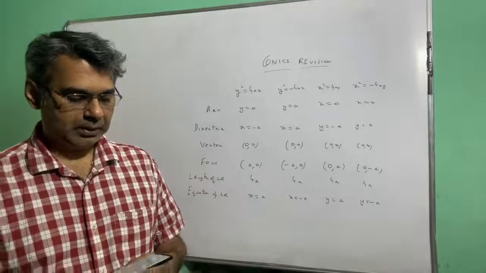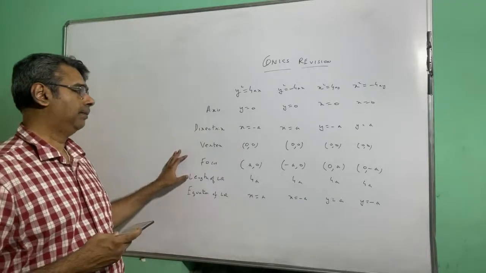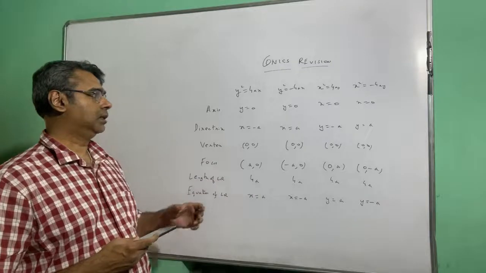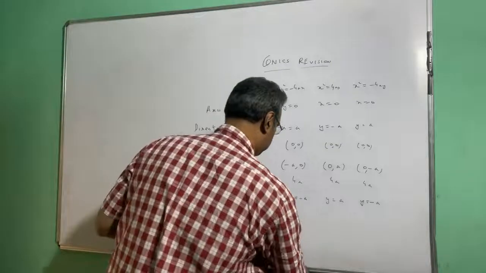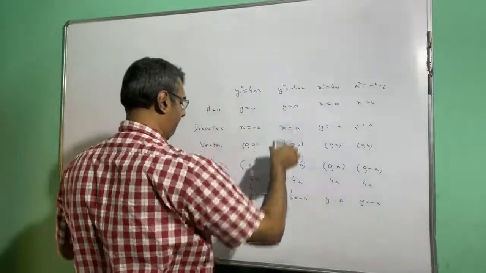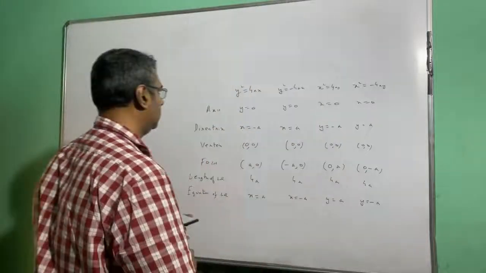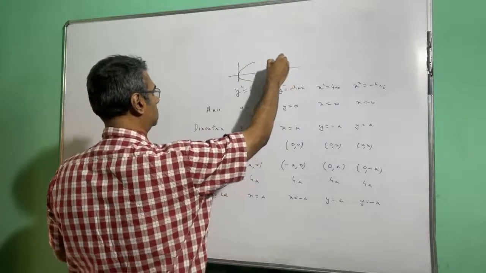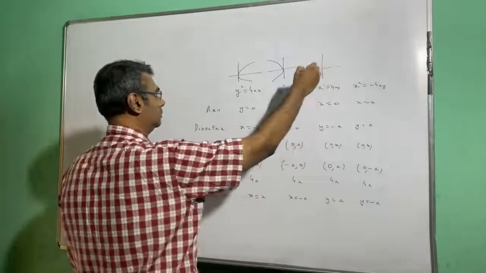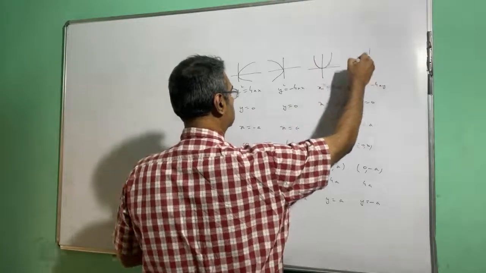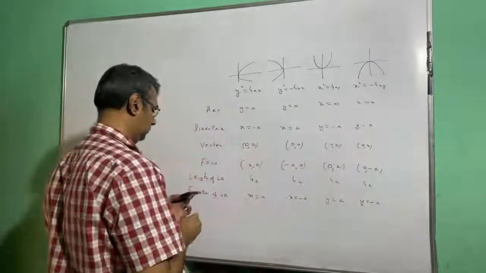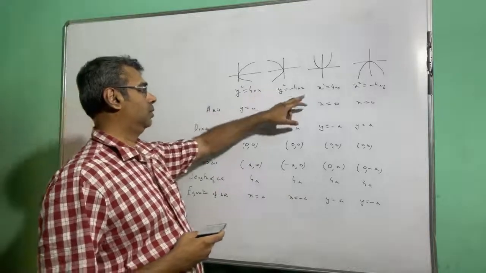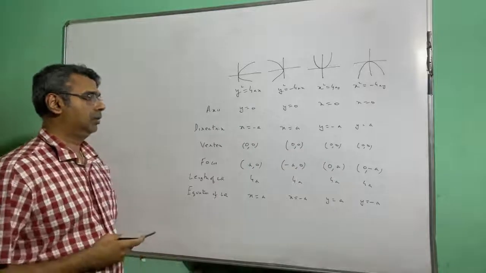To begin with, these are the four standard forms of the conics: y square equal to 4ax, y square equal to minus 4ax, x square equal to 4ay, x square equal to minus 4ay. These are the corresponding diagrams.